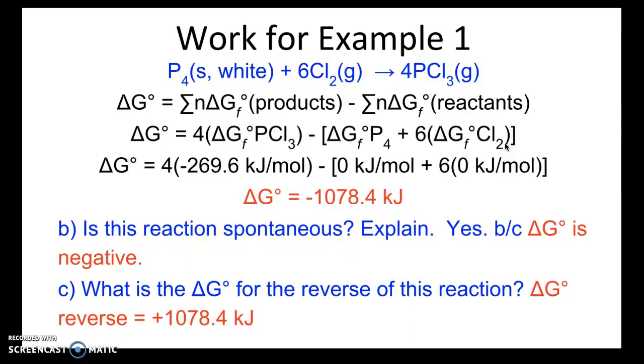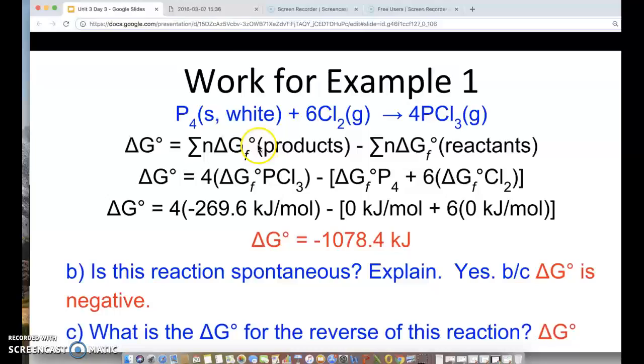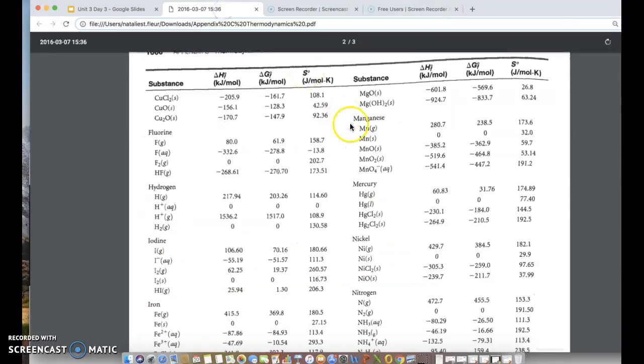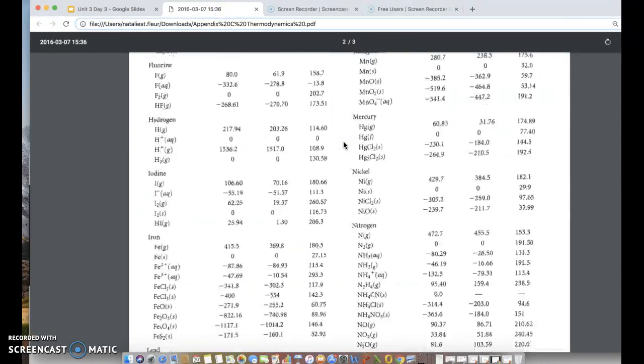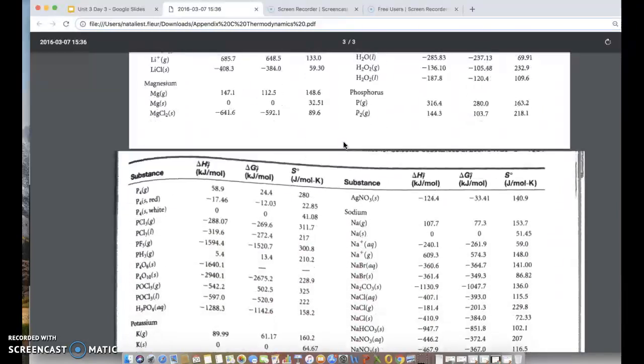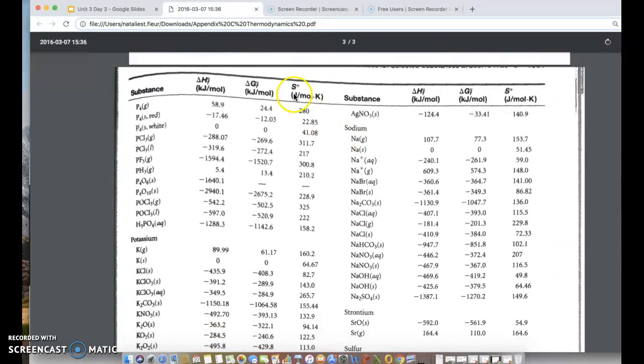If it's helpful as you're looking at this, you may want to put an index card or something to cover the screen so you can see line by line. Once I know what my setup is supposed to look like, I go back to that appendix, that table, and find the information. This will be under phosphorus. And here's our information.